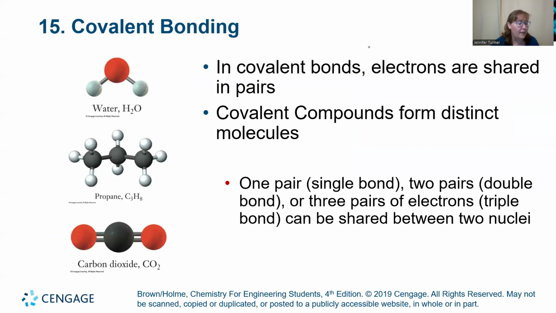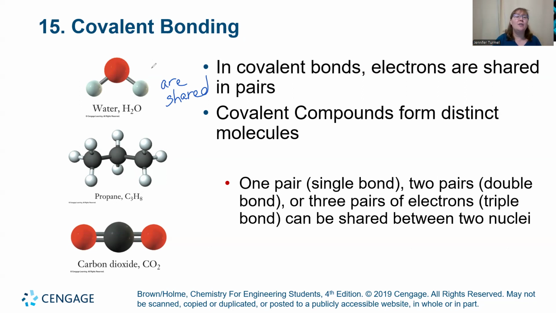All right, now let's take a look at covalent bonds. In covalent bonds, electrons are shared in pairs. If you can't see what this says up here, it says electrons are shared in pairs, for filling in your notes template. And covalent compounds form distinct molecules, not lattice structures.